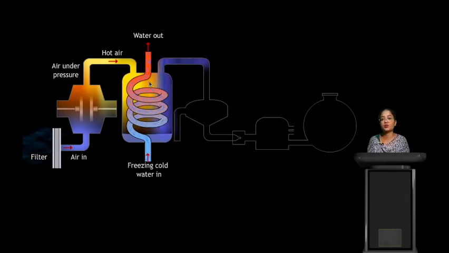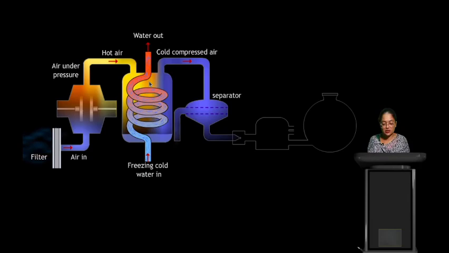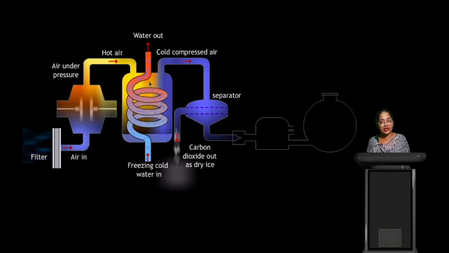And now what's happening? We have cold, compressed air. Once the pressure is increased, the air gets warmed up, then it passes through the continuously flowing water, so after that it is cold compressed air. Then it goes through another column. What happens in the next column? There's a separator. It separates out the carbon dioxide as dry ice, after the cold compressed air.